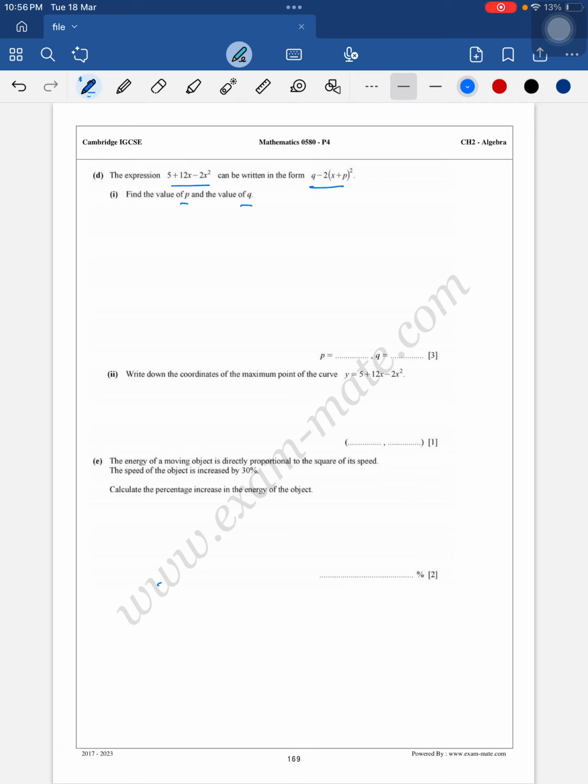Part D, the expression 5 plus 12x minus 2x square can be written in this form. Find the value of p and the value of q. Here in this question, in order to convert this into this form, I should see that the first term is a constant which I need to separate, that is 5. Now for the second term, minus 2 times x plus p the whole square, I am seeing minus 2 as common. I took minus 2 common, so it will be x square and 12x will be minus 12x.